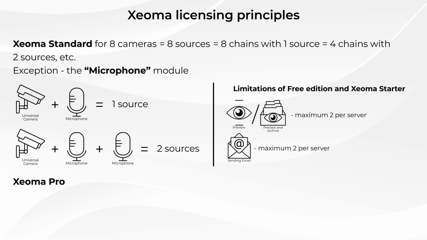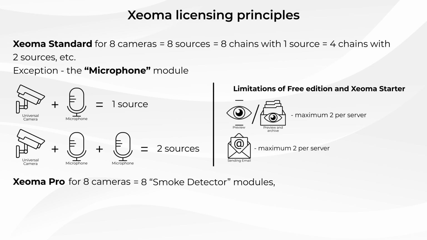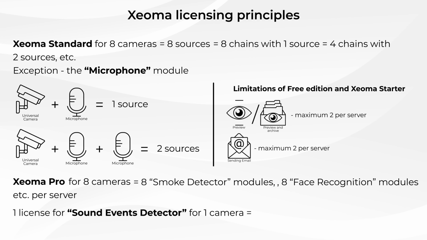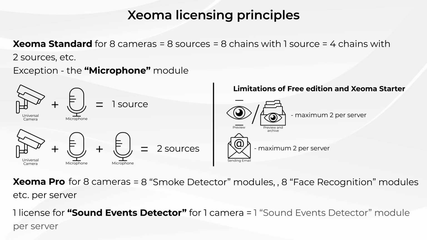The Xeoma Pro Edition includes some professional modules, for example the smoke detector. The number of available professional modules, such as smoke detector, face recognition, ANPR, etc., is tied to the number of cameras covered by your Pro license. For instance, a Xeoma Pro license for 8 cameras allows to use up to 8 smoke detector modules, 8 face recognition modules, and so on per server. Additional modules in Xeoma are licensed in a similar way. If you purchase a sound events detector license for 1 camera, you'll be able to add 1 sound events detector module to 1 chain in your system.